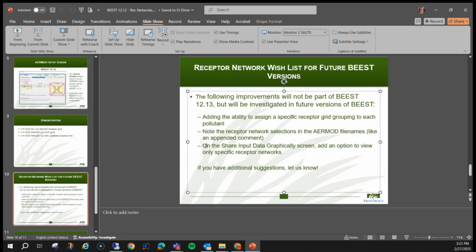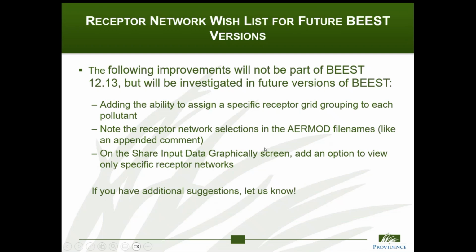And then the other thing that I am hoping to get in here is to be able to visualize these different receptor grids on our input data graphically on screen. Right now, when you look at your input data graphically on screen, it's going to show every single receptor in your BEEST file. It won't distinguish which are part of the AOI grid and which are part of whatever. It's everything. But I think we should be able to give you the ability to pick which grid you want to look at, so you can at least look at that on screen.